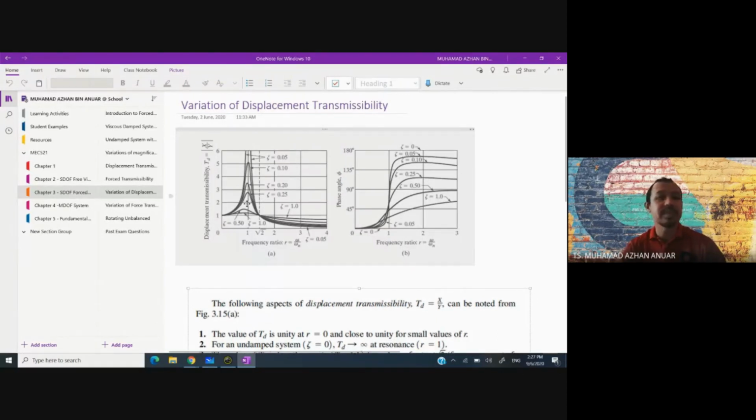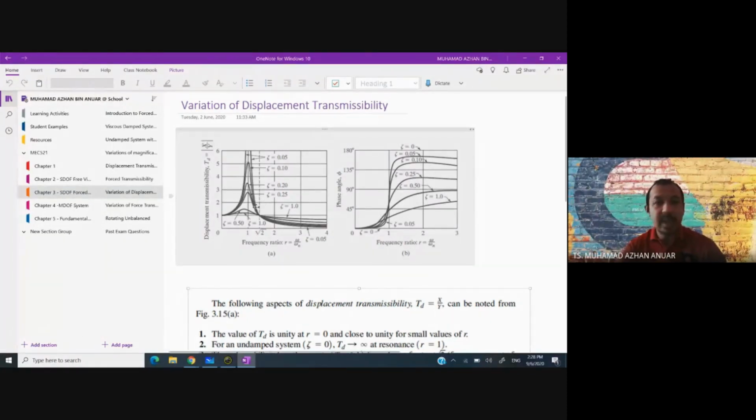Because, for example, if you have the base excitation Y as 5 millimeter, and you have a response of the system as 6, it means that your transmissibility is 6 divided by 5, which is more than 1. That is not good, because with a small amplitude of excitation, you amplify more. So what we try to get here is as low as possible TD.